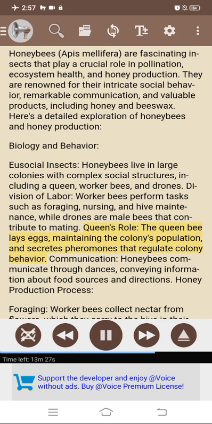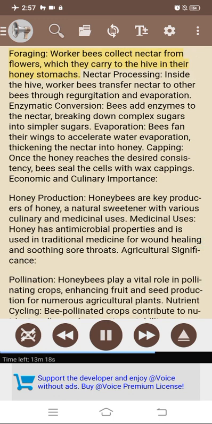Queen's role. The queen bee lays eggs, maintaining the colony's population, and secretes pheromones that regulate colony behavior. Communication. Honeybees communicate through dances, conveying information about food sources and directions. Honey production process. Foraging. Worker bees collect nectar from flowers, which they carry to the hive in their honey stomachs.